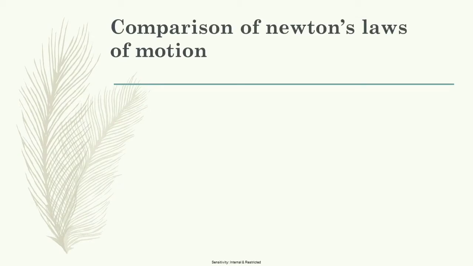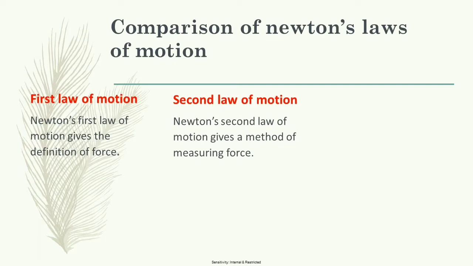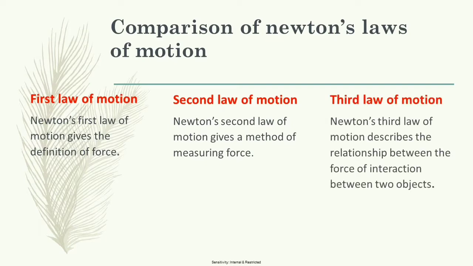As we know, Newton's first law of motion gives the definition of force. Newton's second law of motion gives a method of measuring force, and Newton's third law of motion describes the relationship between the force of interaction between two objects or two bodies. So, what is meant by interaction between any two bodies? The mutual influence between any two bodies through a force is called the interaction. That is, whenever two bodies interact with each other, each exerts a force on the other.